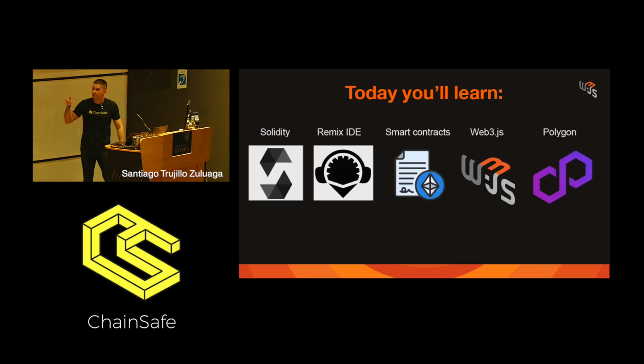This is what we are going to learn today. We are going to learn some Solidity. We are going to learn Remix IDE, that is the environment to write smart contracts. We are going to learn about smart contracts, Web3.js, and we are going to deploy on Polygon as well in the Mumbai testnet. But if you learn how to deploy in Polygon, you will be able to deploy in the other EVM networks as well.